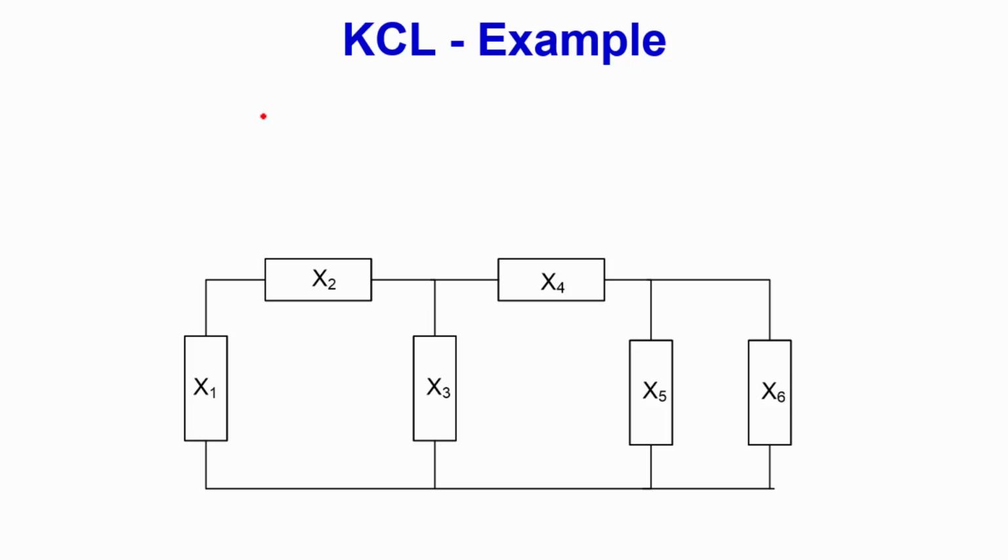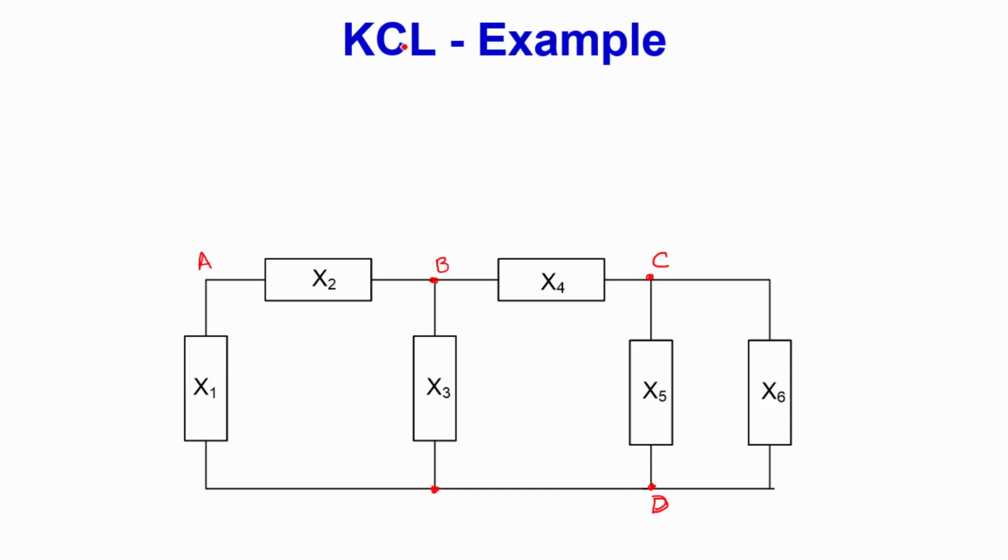Welcome back. Now let's try to apply our understanding of Kirchhoff's current law on this diagram. So this is the same diagram we have been looking at before with 6 elements. So let's first of all label all the nodes. So this is going to be node A. Let's call this node B, node C, node D, and this is going to be another dot.